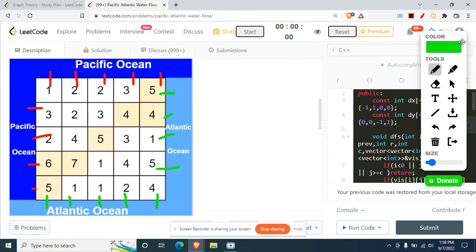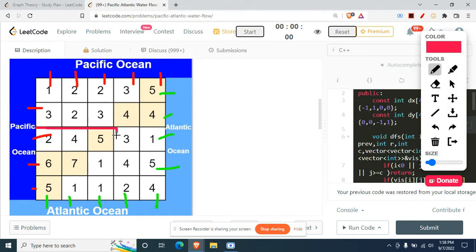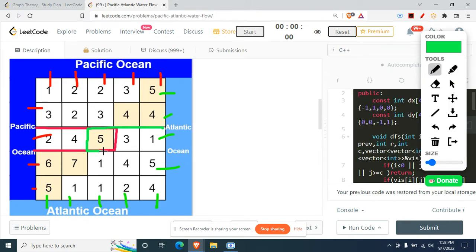Fine, this is done. Now the Pacific. Let's see, the Pacific water can go till where? 2, 4 and 5. If you carefully see, this is actually a decreasing sequence. That means 5 is greater than 4 and 4 is greater than 2. This is a decreasing sequence that we can get here. Okay, so Pacific reached there and Atlantic reached till where? Atlantic water also reached till this guy right here, that is 5.